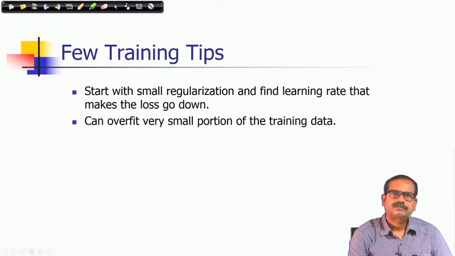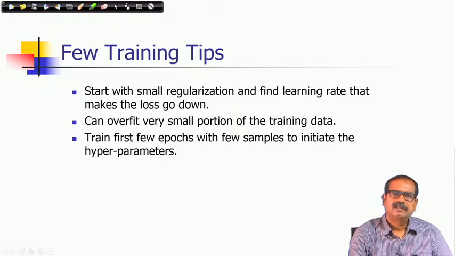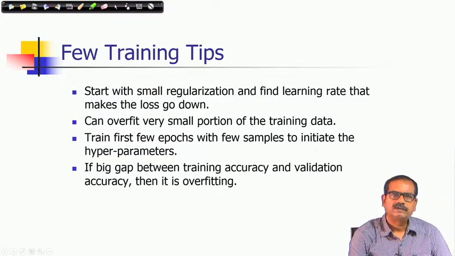Also try to find a learning rate that makes the loss go down. You can overfit a very small portion of the training data and train the first few epochs with few samples to initiate the hyperparameters. First you have to introspect how it is behaving and select those parameters which provide good directions of convergence. Those parameters you need to consider, because it is very time consuming.